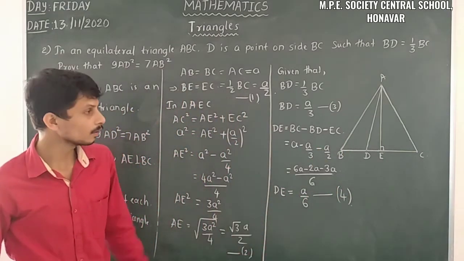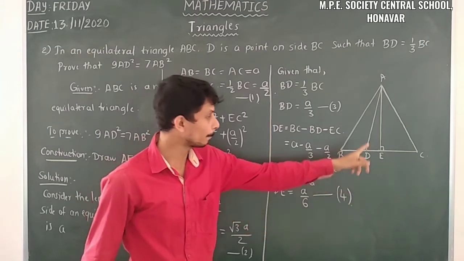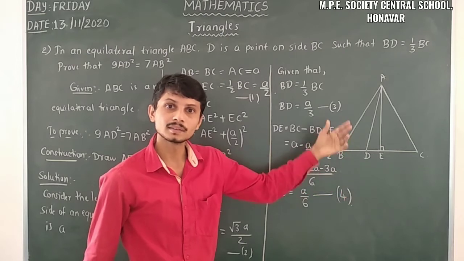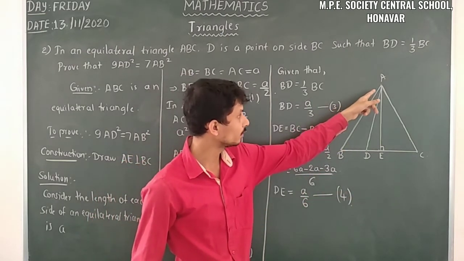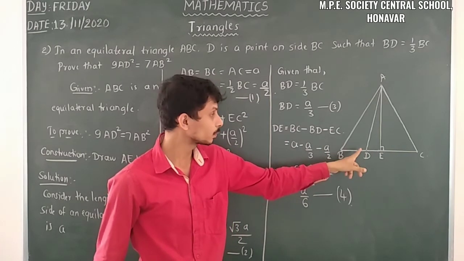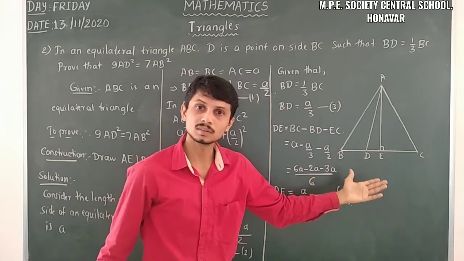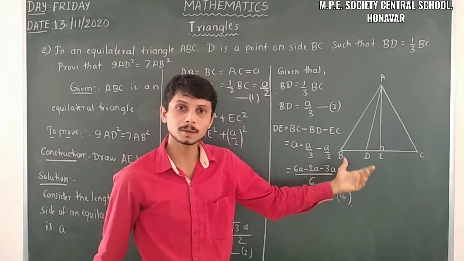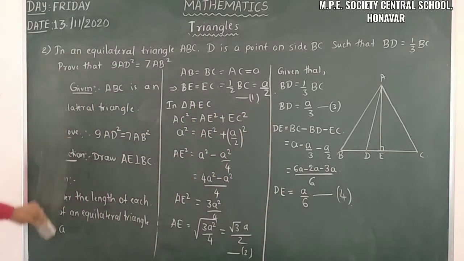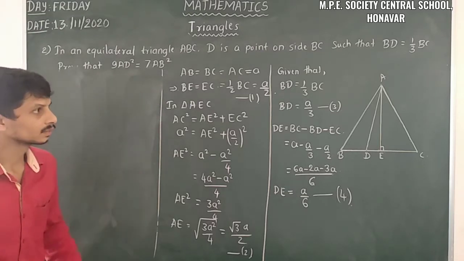So we have AE and DE. With the help of that, apply Pythagoras theorem to right angle triangle ADE. Then we can take AD square is equal to the sum of the squares of the other sides. So let us take that one. We will do this part for the next calculation.